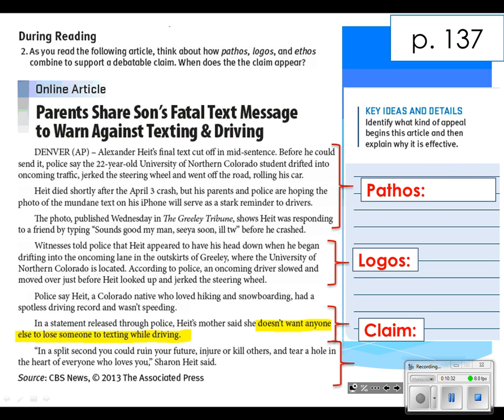Sharon said. All right, folks, since we already have the claim, that means it's going to be one of the 3 appeals. Decide with your group which appeal you think it might be. Go ahead.